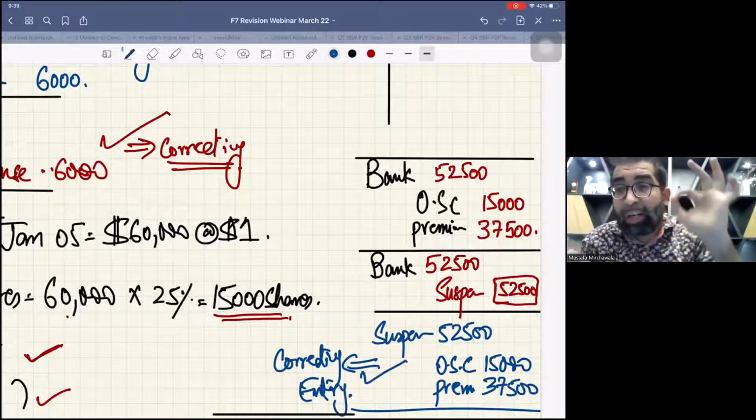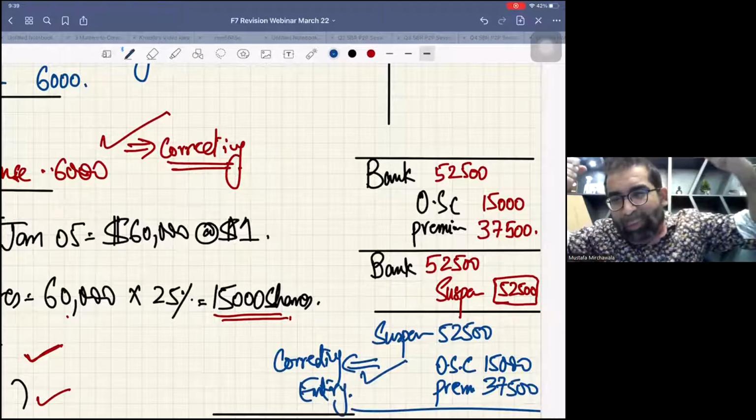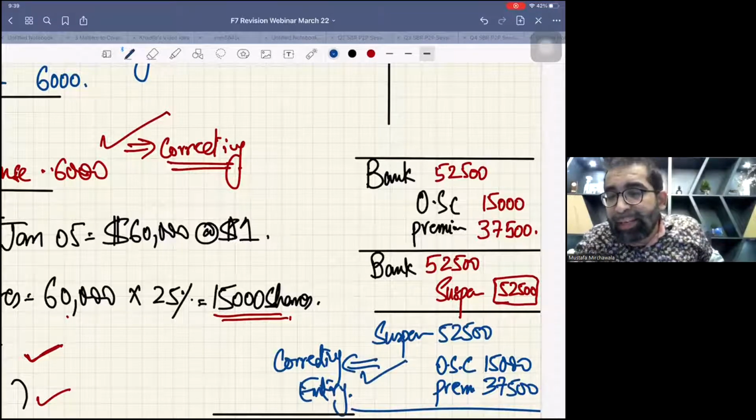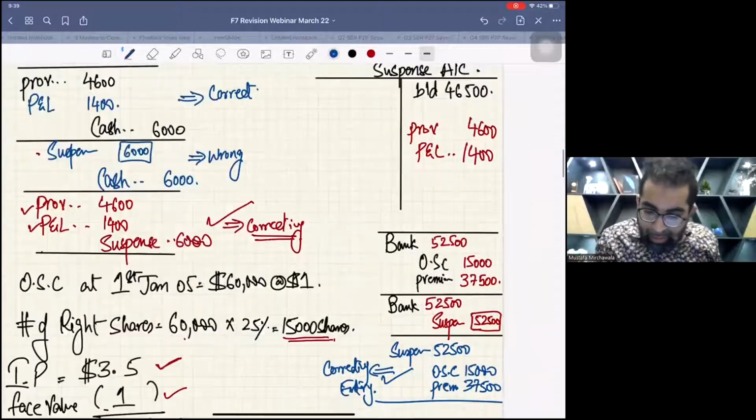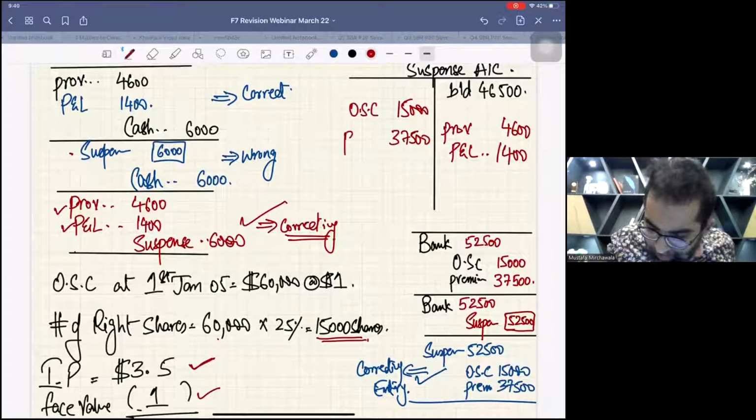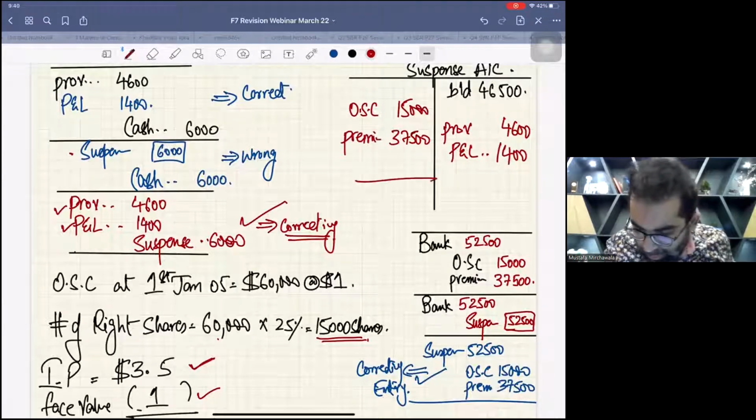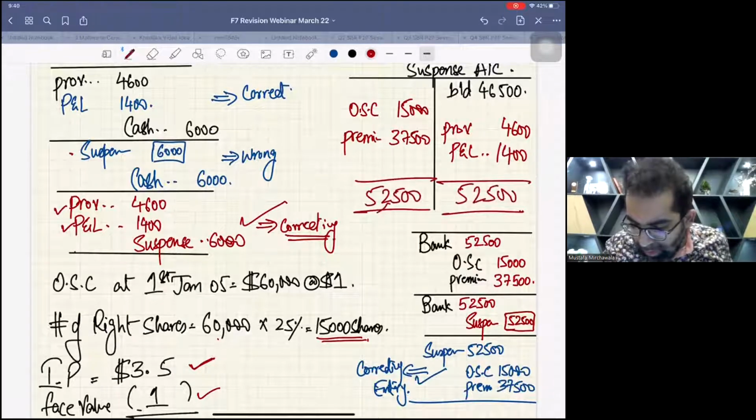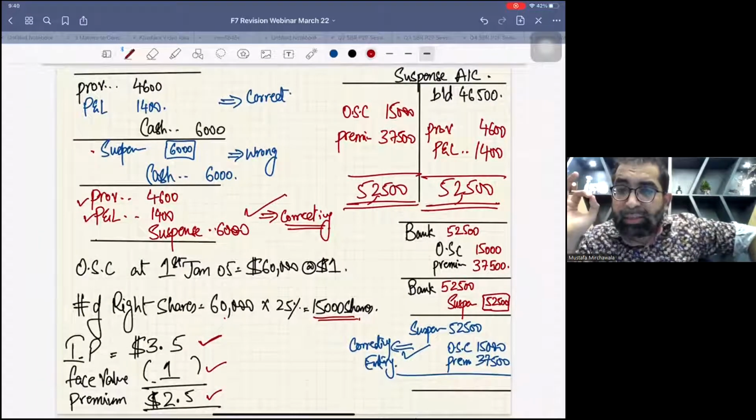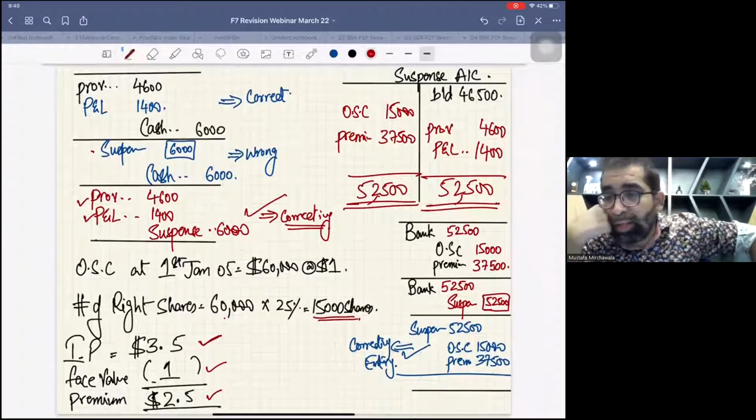Now, just look at the magic. You will say, sir, finally you close the suspense account. Can you see this correcting entry? Suspense account is being debited. So let's debit it. See, 15,000 one time and then 37,500. This is OSC and this is premium. So now, can you see both sides? Both sides are the same. Here it is 52,500, here it is 52,500. Suspense account is finally closed.